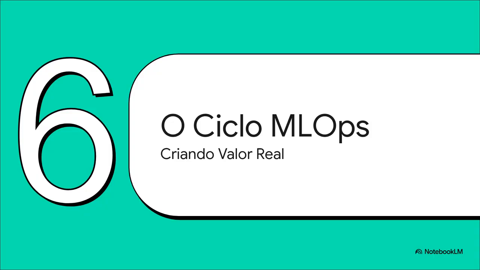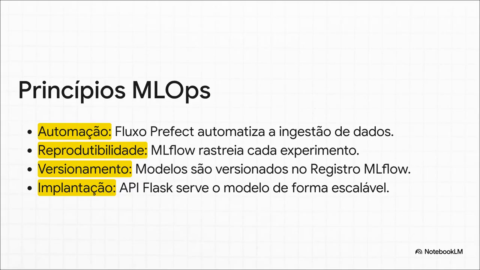All right, let's zoom back out for a second and just admire the complete machine that's been built here. What we have isn't a bunch of isolated scripts, it's a continuous, robust, and fully automated lifecycle. So what this project really demonstrates isn't just a machine learning model, it's a masterclass in MLOps. Elias's architecture hits every key principle: automation with Prefect, reproducibility and versioning with MLflow, and clean, decoupled deployment with Flask. This is the foundation for any serious AI system that's built to last and deliver continuous value.